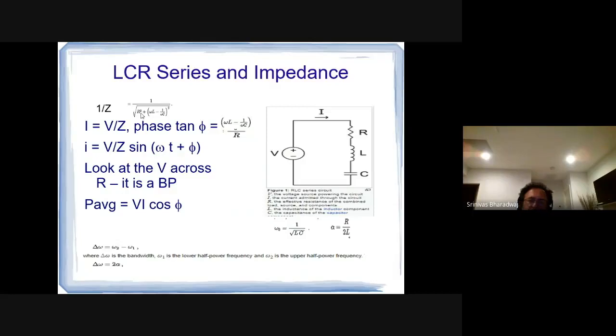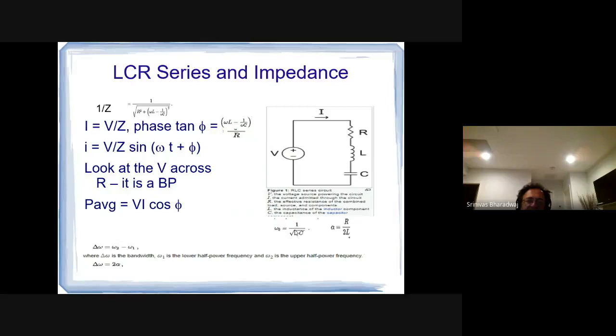Okay, rest of it goes to 0. Therefore, you have omega equals 1 by square root of LC. So, at a certain frequency, the inductance and the capacitance balance each other out, they cancel each other out. Therefore, the whole circuit behaves just like a pure resistive circuit.